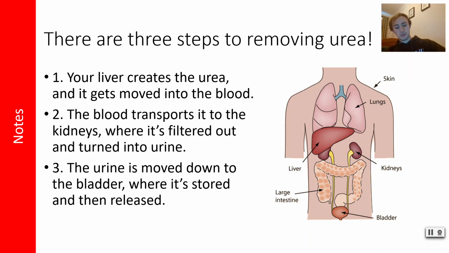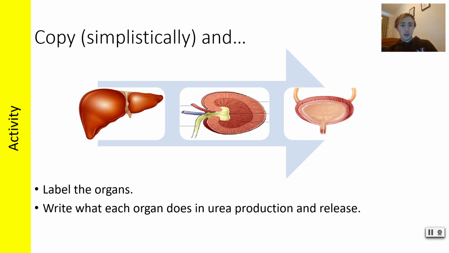And then, this. I'd like you to really simply copy this. I mean, the liver is a triangle, the kidney is kidney-shaped, and the bladder is a circle with some tubes attached. Don't make it any more fancy. Just giving you the labels for the organs. Label the organs, and then write down what each organ does in urea production and release. Okay, so they're in the correct order. Write down what each organ is and what it does.